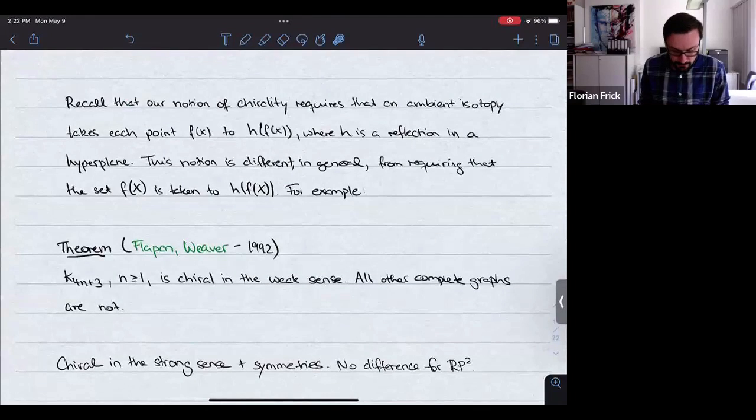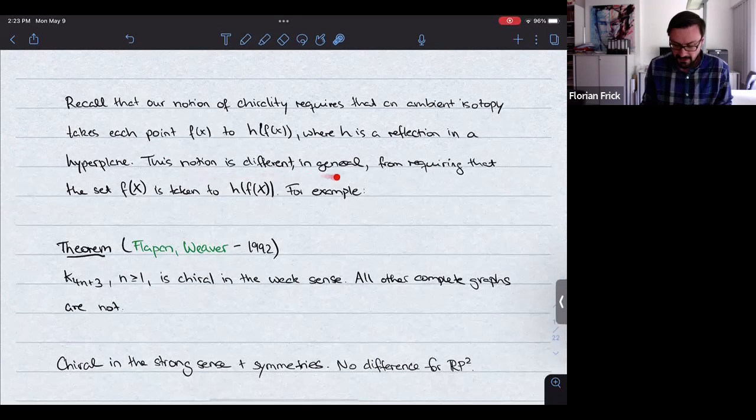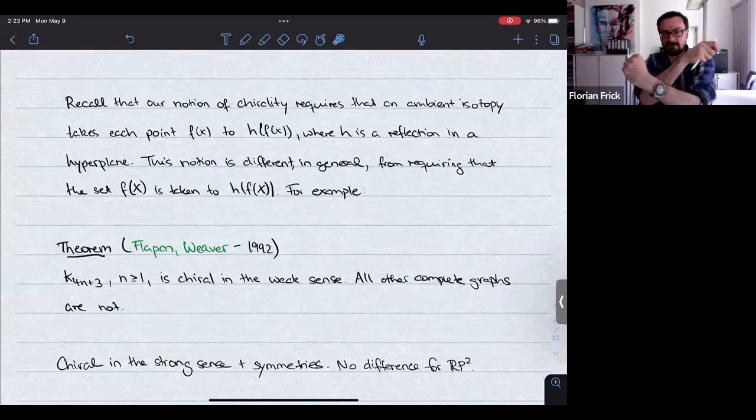Yeah. Well, I want to come back to this point that I emphasized in the beginning, that our notion of chirality really requires that every point x goes to h of f of x. It's like it's labeled, right? All the points have little labels. Thank you for the name. The labels have to go to the correct mirror image. Of course, you could just say, I want this at a set level, right? The entire set, my embedding of X goes to the mirror image. This really is a different notion.